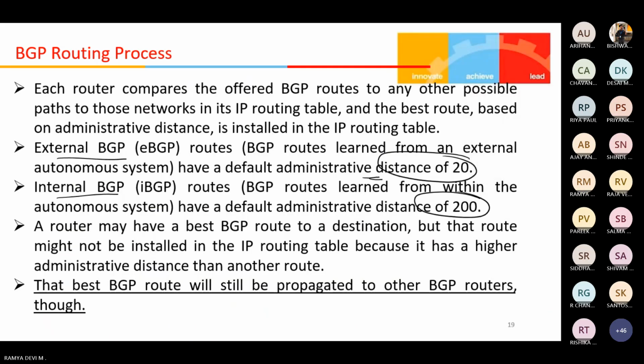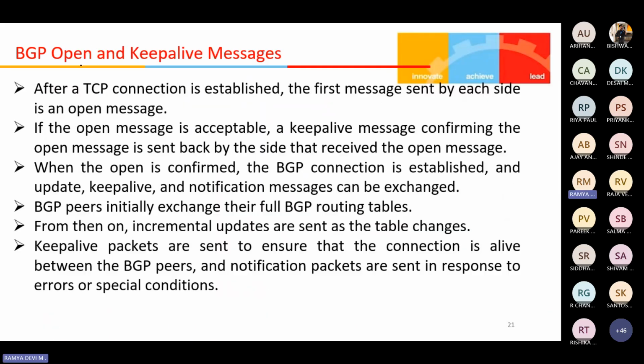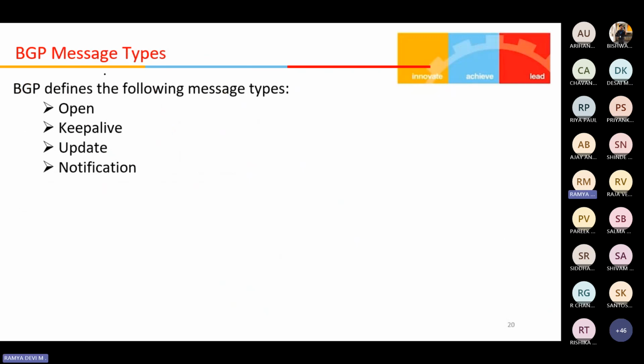So now we'll see BGP messages. Message types: what are the BGP message types? Four main types of messages are there: open, keep alive, update, and notification. Open will be sent between two BGP peers for establishing a TCP connection.